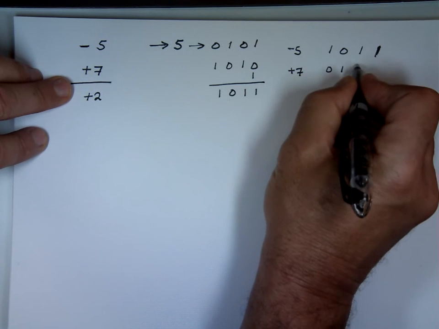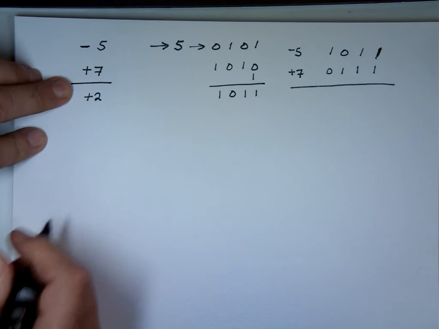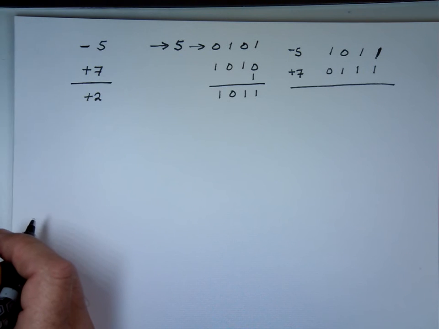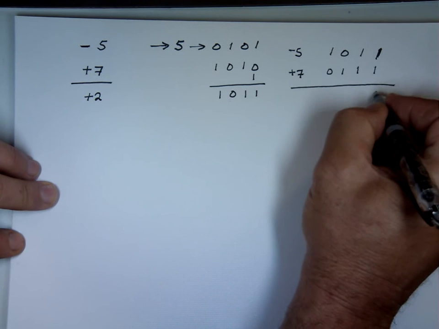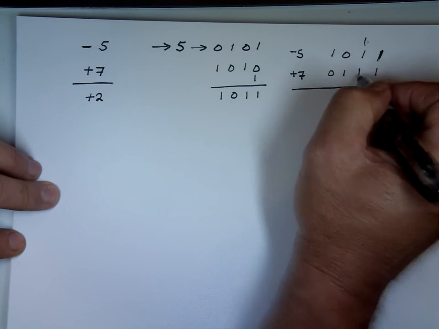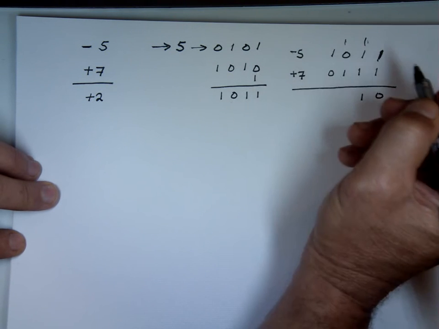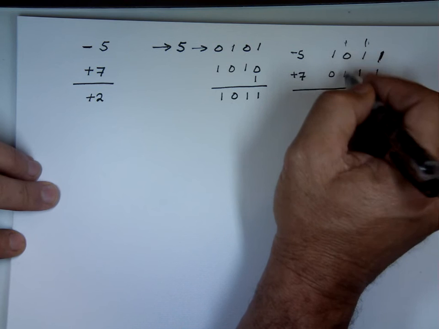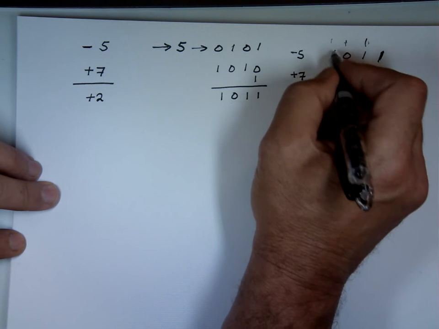Let's add them now. My answer should be plus 2. Let's see if we get plus 2. 1 and 1, 0 carry 1. 1, 1, and 1, that's a 3. 3 is what? 1 carry 1. 1, 0, 1, that's a 2. 0 carry 1. 1, 1, and 0, that's a 2. 0 carry 1.